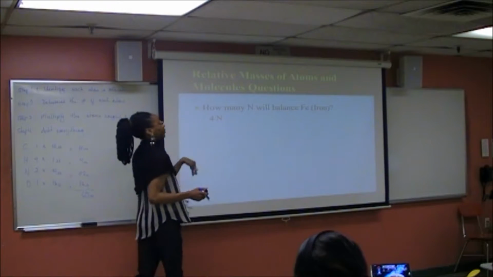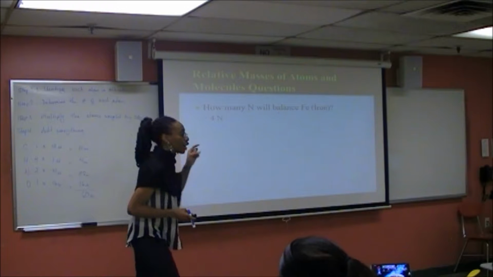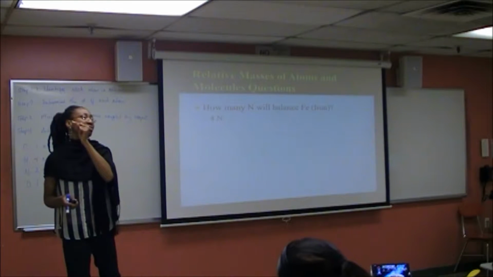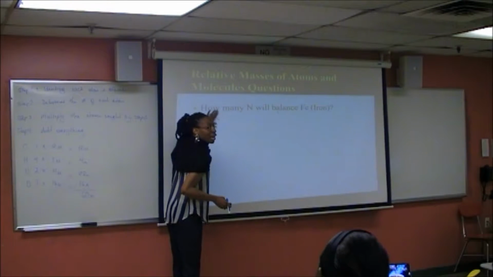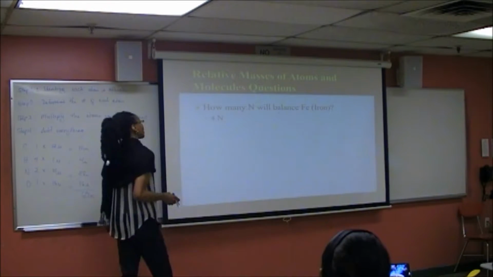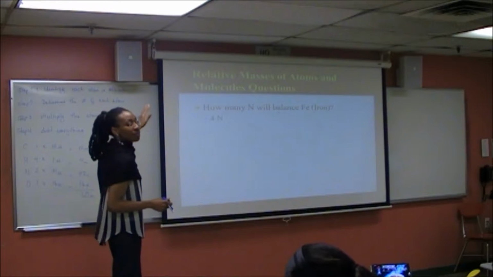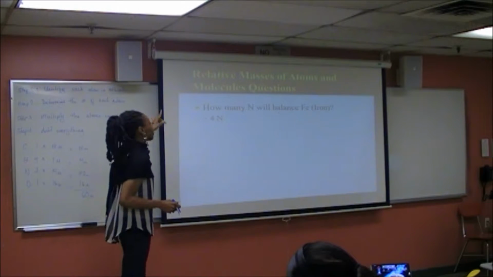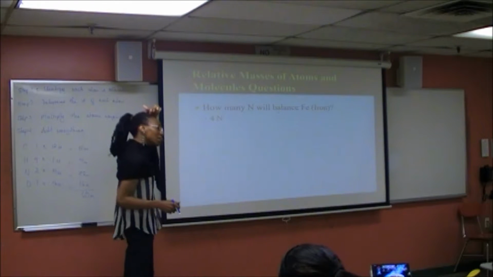Okay. How many nitrogens would balance out iron? 4. How did you figure 4? Iron has a mass of 56. Nitrogen has a mass of 14. You divide them, you get 4.